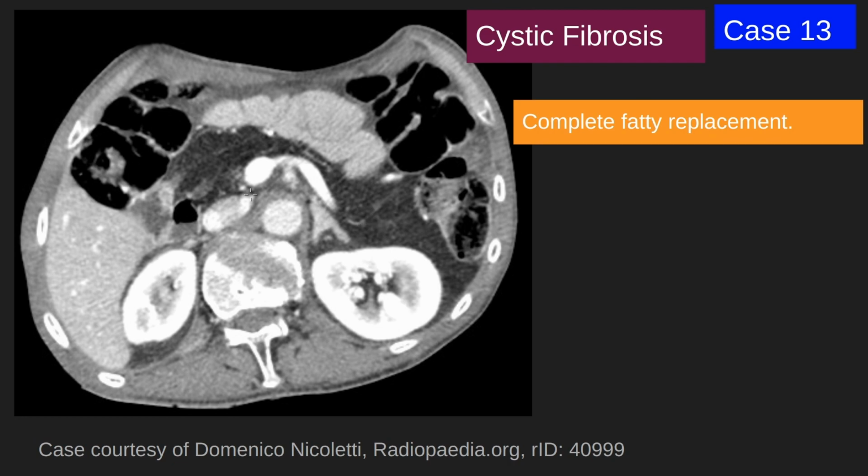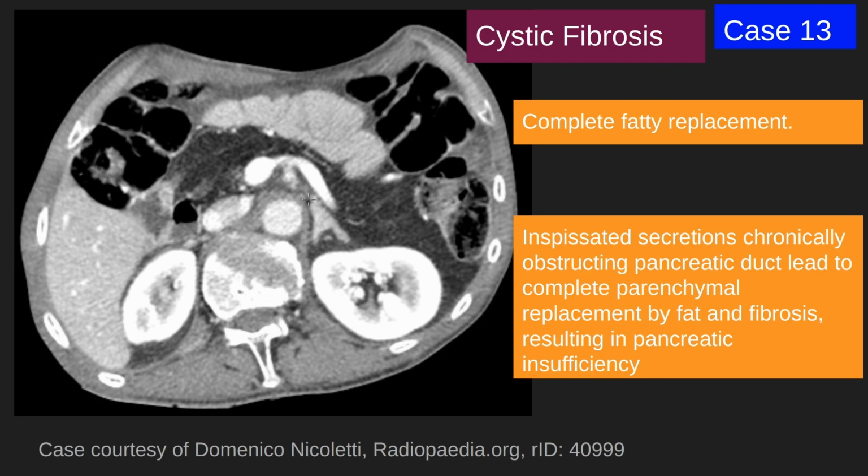Cystic fibrosis can have inspissated secretions that can chronically obstruct the main pancreatic duct and then lead to complete parenchymal replacement with fat and fibrosis, resulting in pancreatic insufficiency. And these patients tend to be malnourished as well, as we can see in this case. In this case, the patient's body habitus looks very malnourished. There is diffuse sarcopenia.